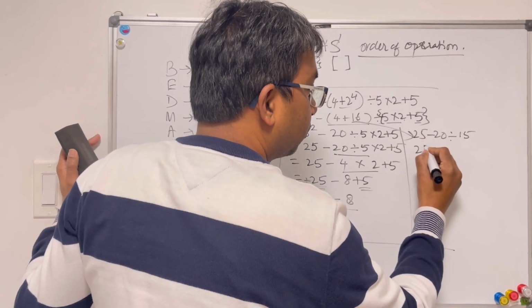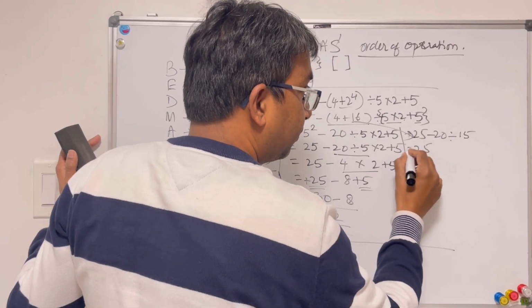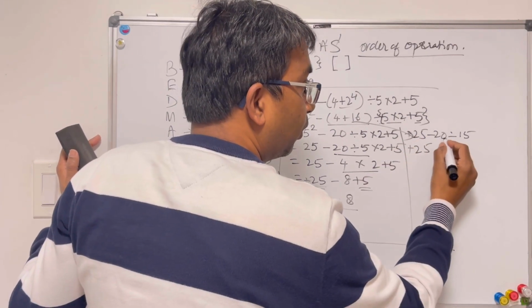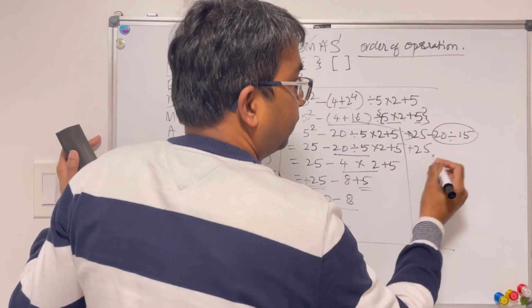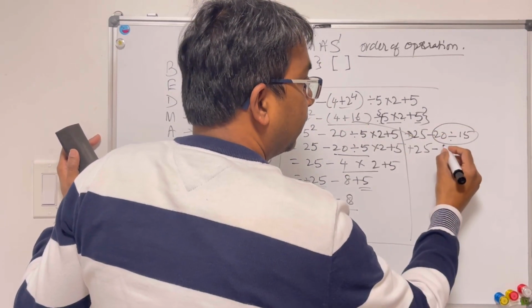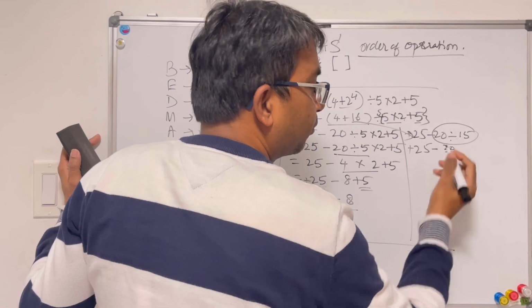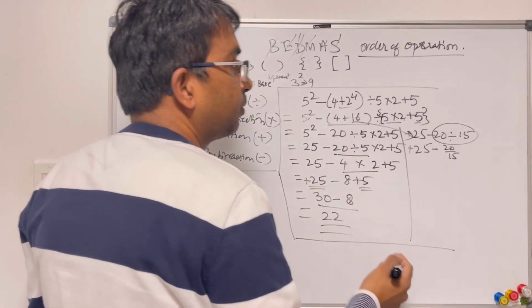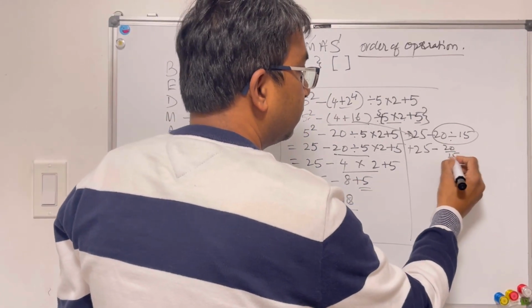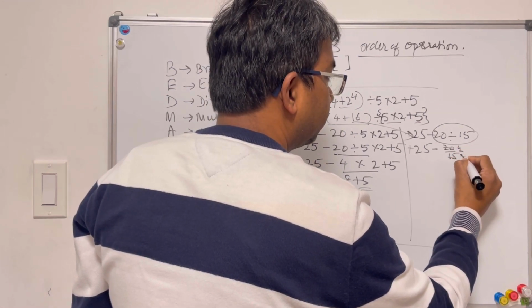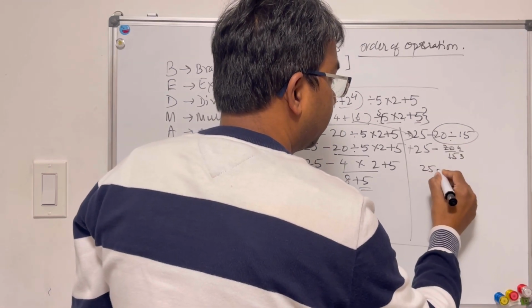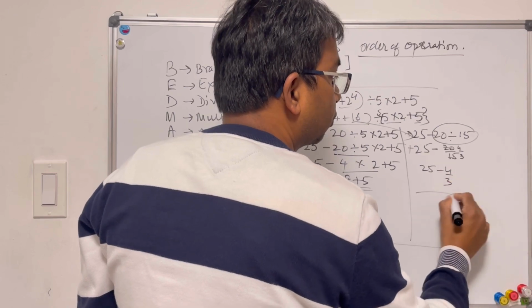Now this becomes 25, this is plus, right? If nothing is there, plus, minus 20 divided by 15. So this has to be done first. 20 divided by 15. So minus, then 20 divided by 15. This becomes a fractional equation. So 4 fives are 20, 3 fives are 15. So this becomes 25 minus 4 by 3. Now you have to solve this equation further.